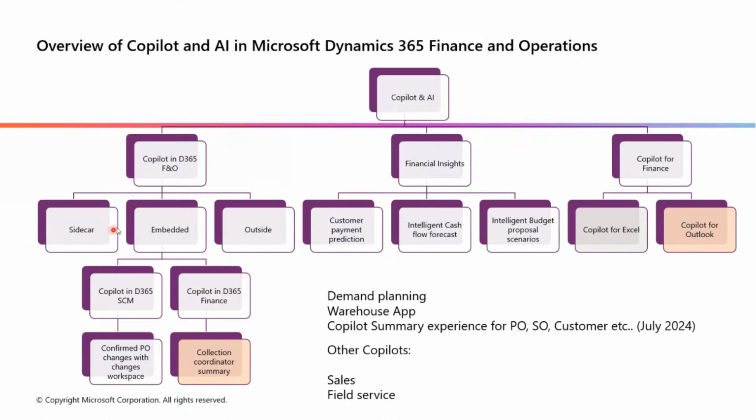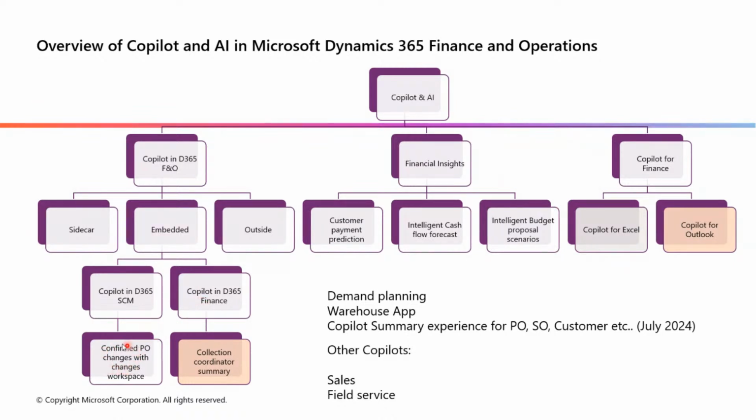The second type of capability is the embedded Copilot. When we talk about embedded Copilot, that means the Copilot capabilities which are embedded within the different features and modules of finance and operations. Now, we know that finance and operations has two major applications: one is supply chain, another one is finance. There are two key features available as of now, one within the supply chain area, and another in the finance area.